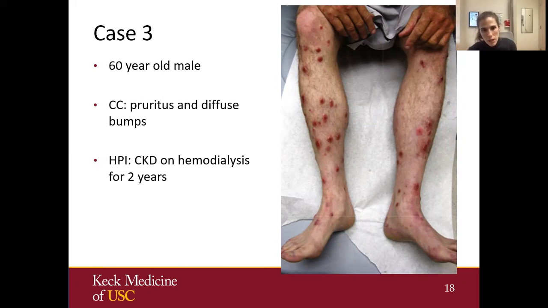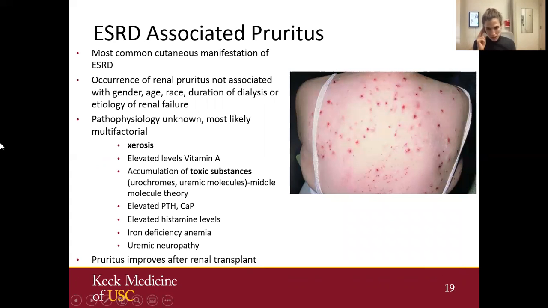So on physical exam here, you can see these erythematous to violaceous nodules with overlying crust on them. And if you were to get closer, you could tell that they appear traumatized or excoriated. We can forward the slide. So this is an example of secondary change or prurigo nodularis related to end-stage renal disease-associated pruritus.